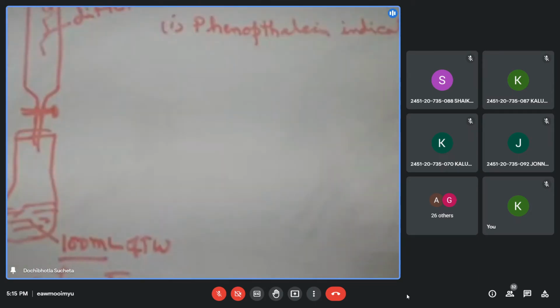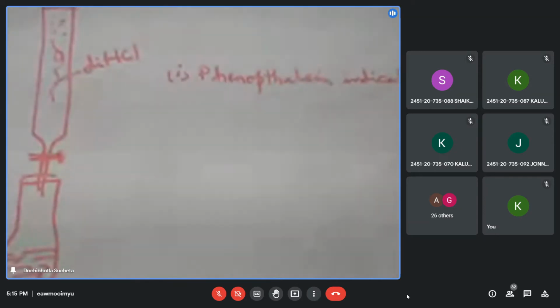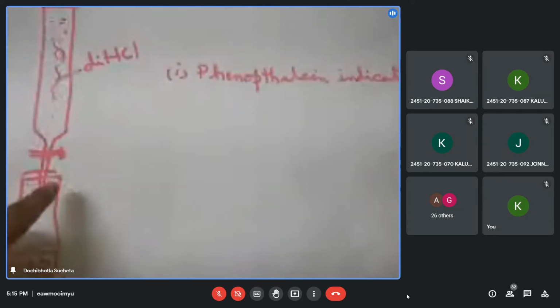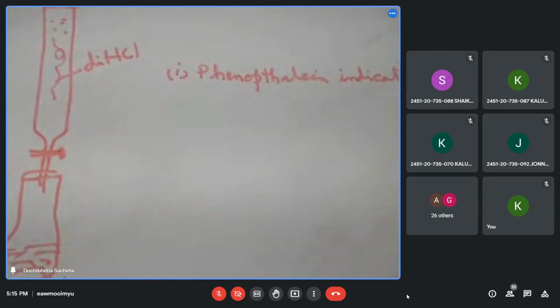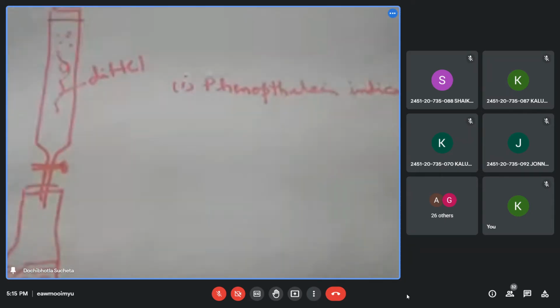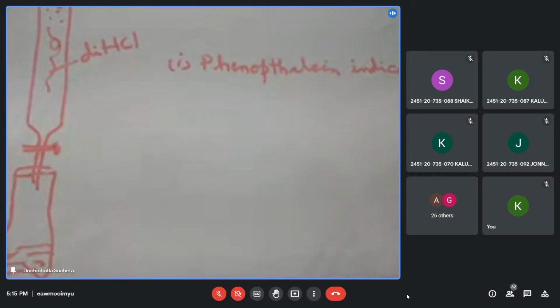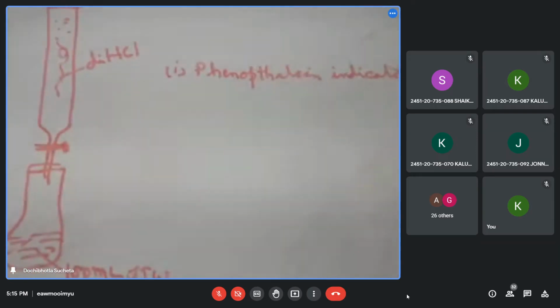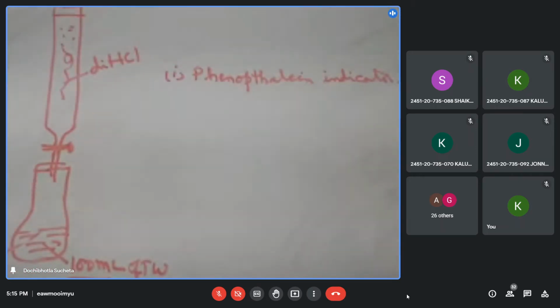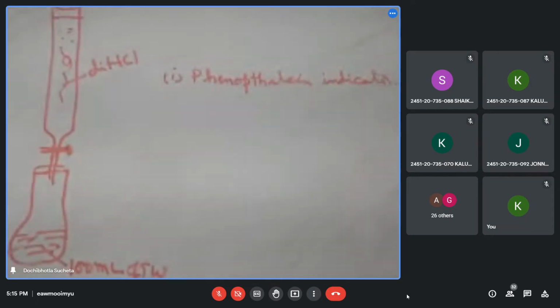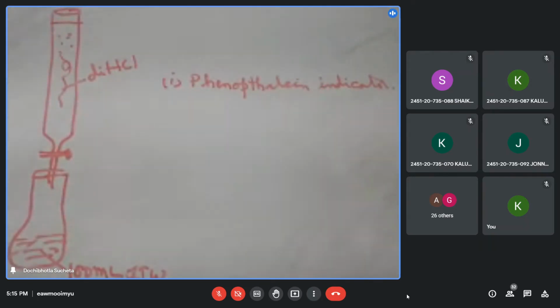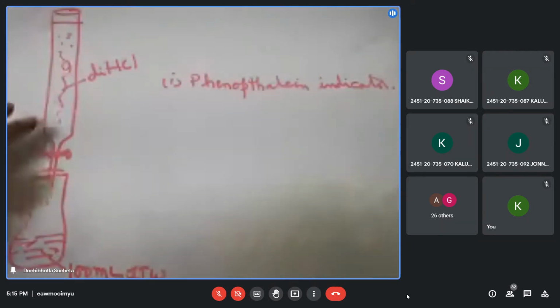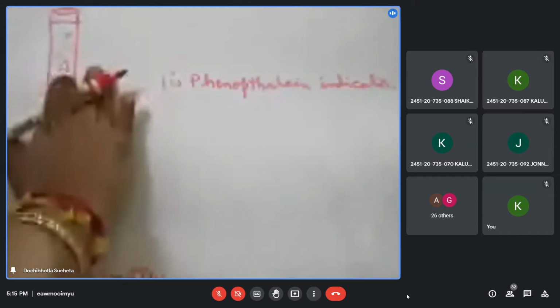After that, what will I do? I'll add HCl dropwise to the reaction medium. At the end point, what should be the color? Initially, it is pink in color. At the end point of the titration, what should be the color? Colorless. So initially it is pink in color; on adding HCl, the solution turns colorless.